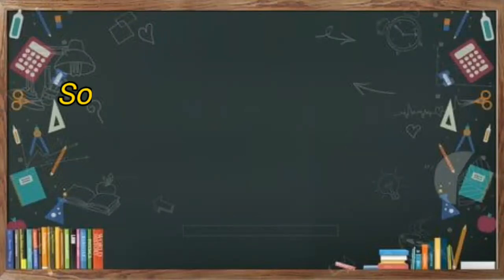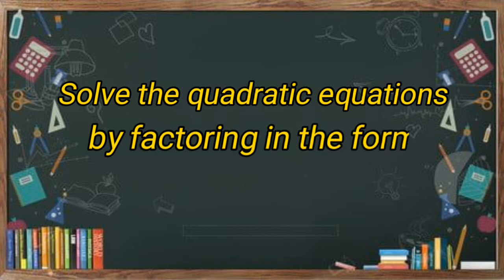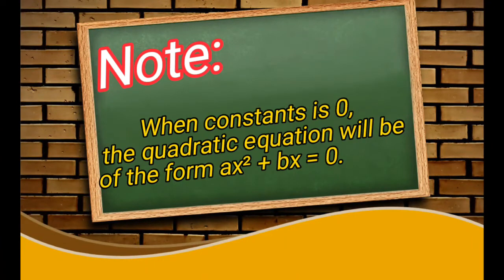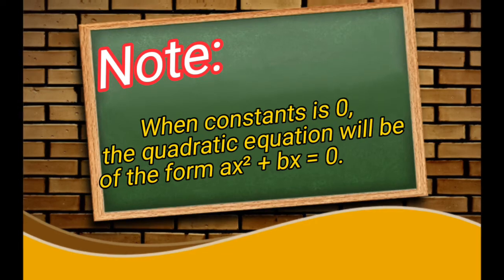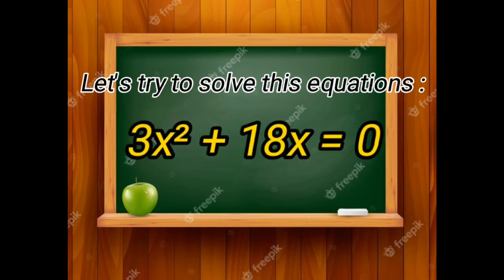In this video, we will solve quadratic equations by factoring in the form ax squared plus bx equals 0. When the constant is 0, the quadratic equation will be of the form ax squared plus bx equals 0. So, let's try to solve this equation. Solve 3x squared plus 18x equals 0.